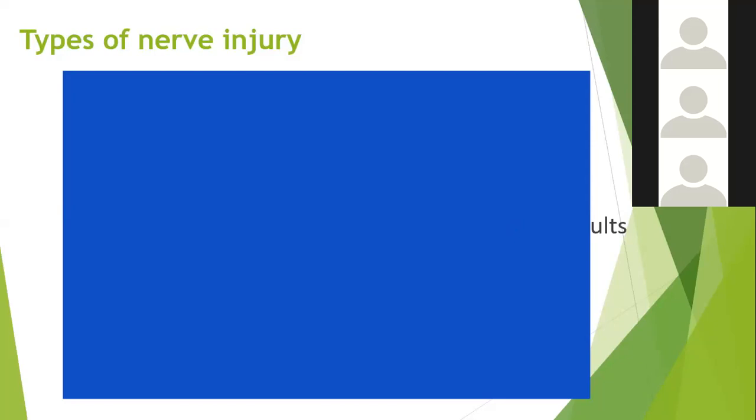I've learned that the type 5 classification of nerve injury damages the perineurium and has the slimmest chance of recovery.